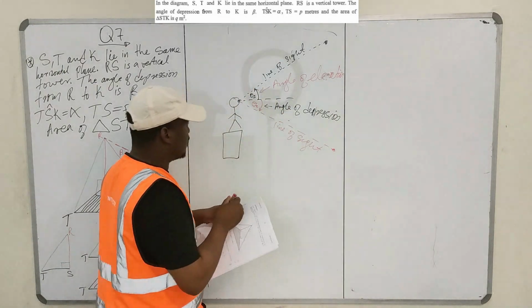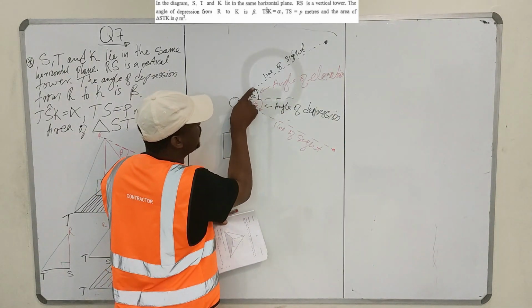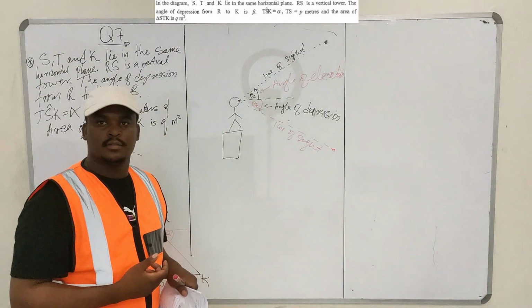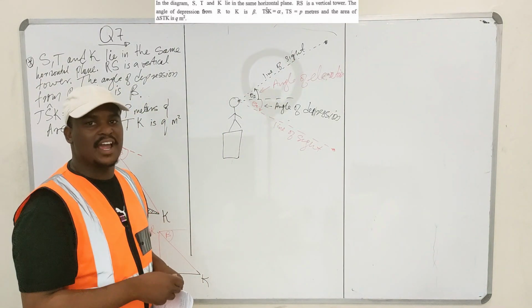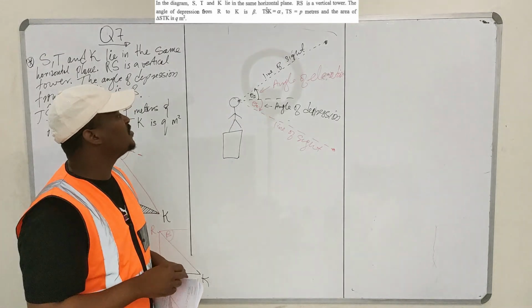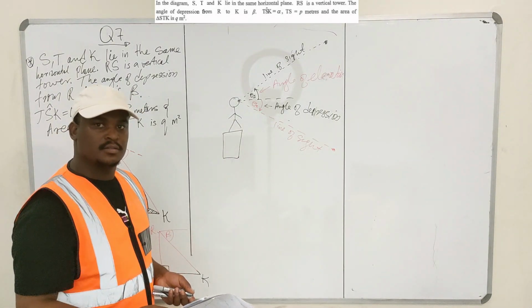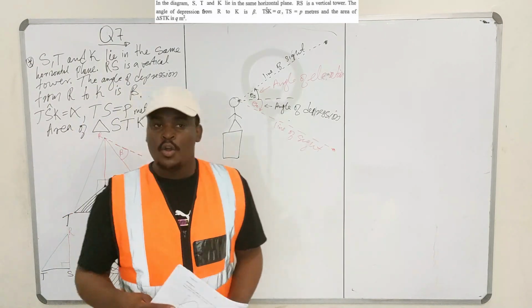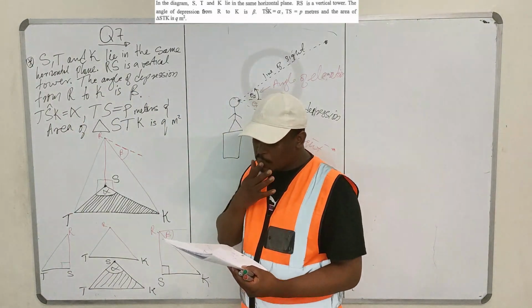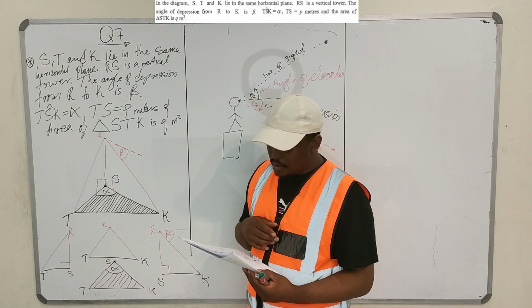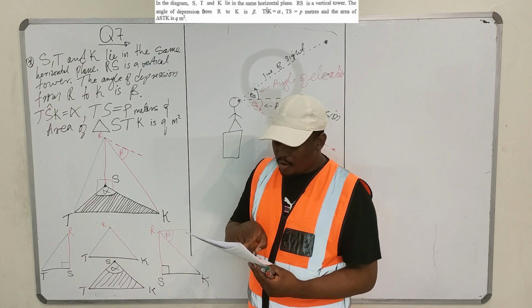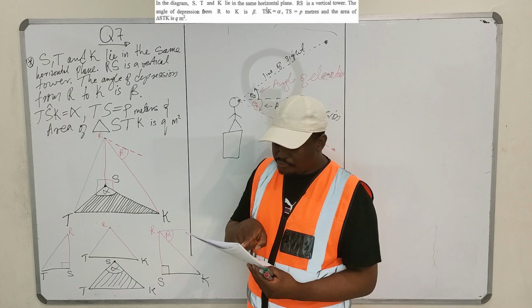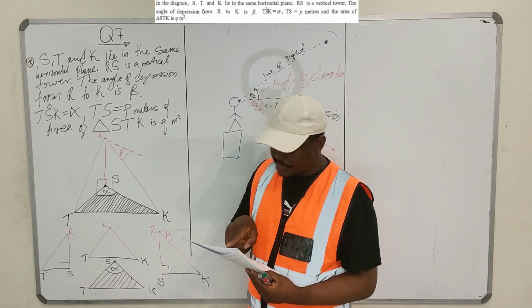So it's measured from the horizontal up to your line of sight. That's the difference between the angle of depression and the angle of elevation. So we go back to our statement. They were saying now the angle of depression from R to K is beta.